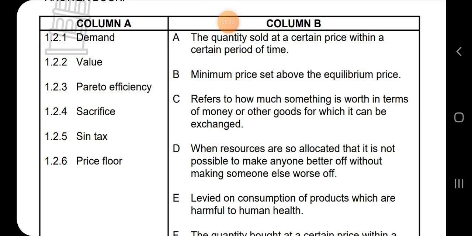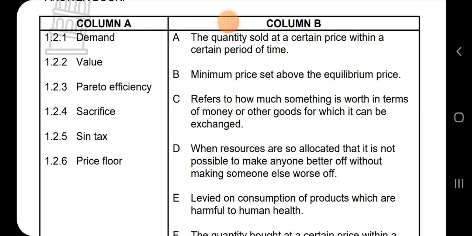Let's look at number A. Number A says the quantity sold at a certain price within a certain period of time. Is it demand? No. Value? No. Pareto efficiency? No. Sacrifice? No. Syntax? No. Floor price? No. It does not match any of what is written in column A.